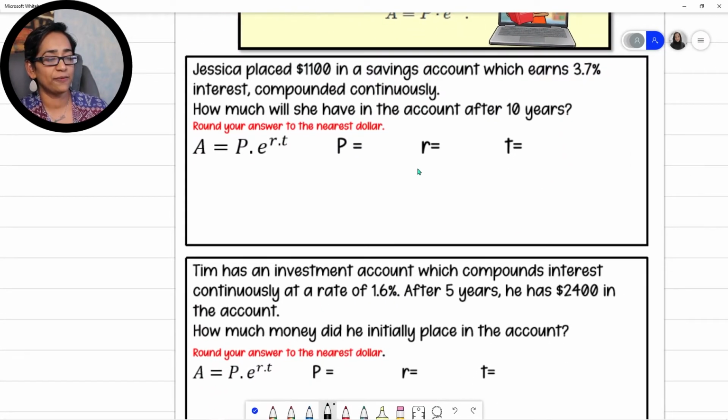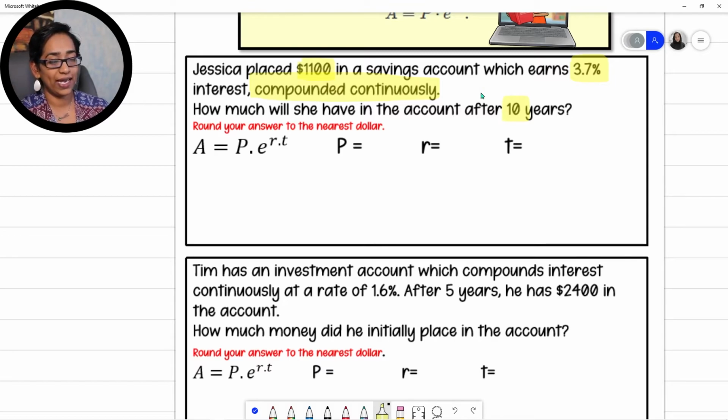All right. So Jessica placed $1,100 in a savings account, which earns 3.7% interest. Again, the keyword is compounded continuously. Always look for your keywords. How much will she have in the account after 10 years?